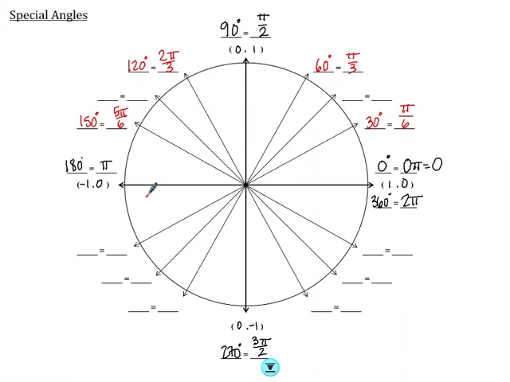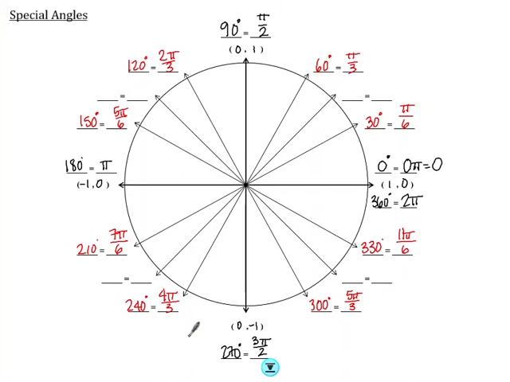If we continue going around the circle, counting by 30 degrees, the next one is 210 degrees, which is 7 pi over 6 radians. Then 240 degrees, which is 4 pi over 3 radians. Then we get to 270 degrees, which we already did. The next one would be 300 degrees, which is 5 pi over 3 radians. Then 330 degrees, which is 11 pi over 6 radians.